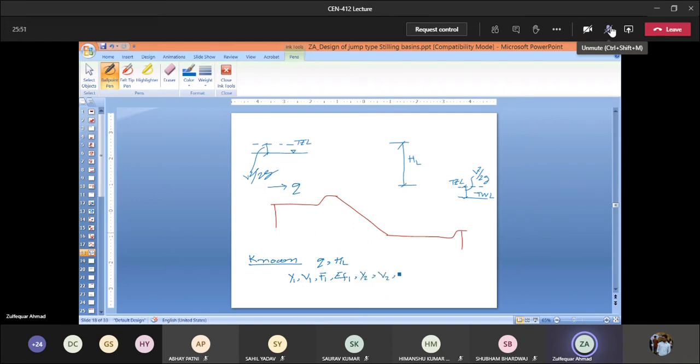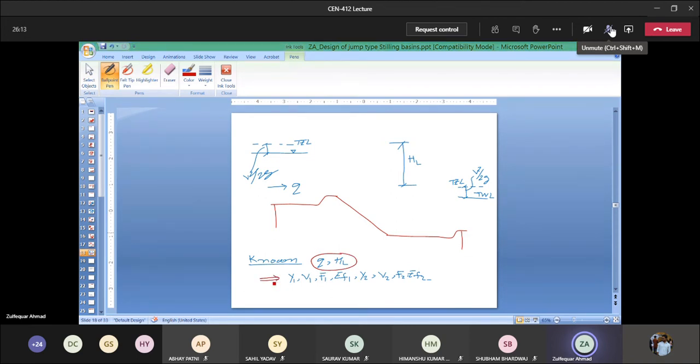the V2, you can get the F2, you can get the EF2. I mean, you can get all the hydraulic parameters, knowing these two things, a small q and HL.